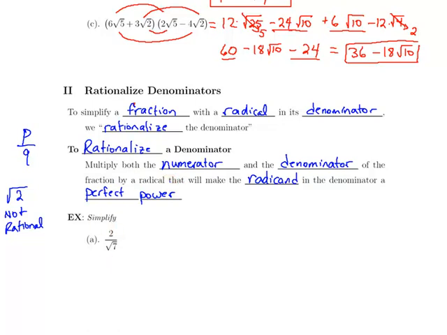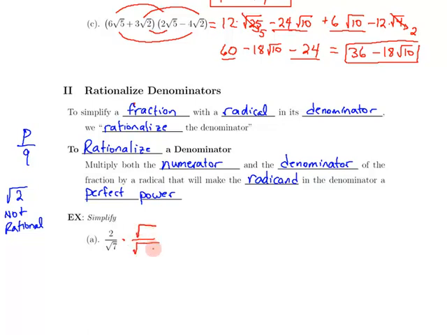So look at this one. We've got 2 over the square root of 7. So I'm going to multiply. Anytime you see a fraction with a radical in the denominator and you want to rationalize that denominator, you start by just writing this, times a fraction. You're going to multiply by the same thing on top and bottom so that you don't change the value of the fraction, and you're going to even use the same radical that's in the denominator.